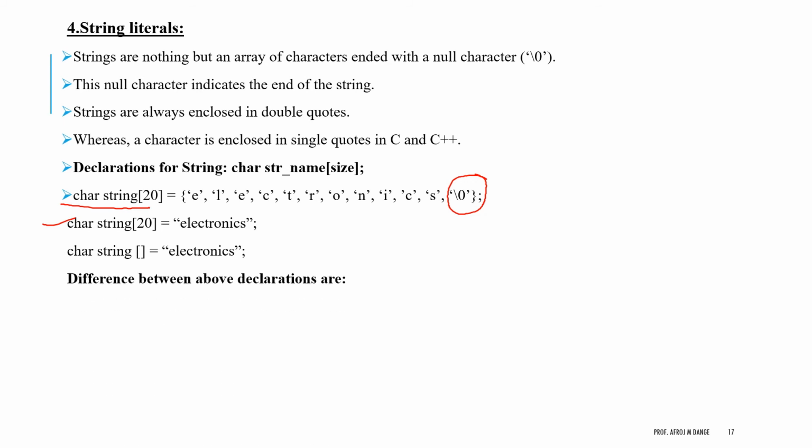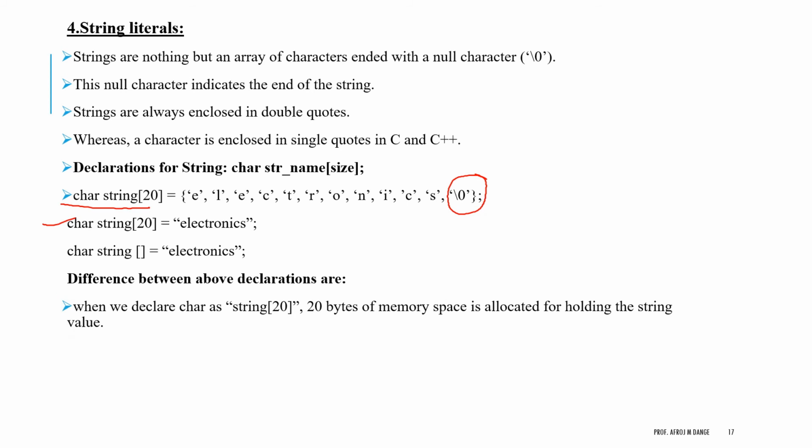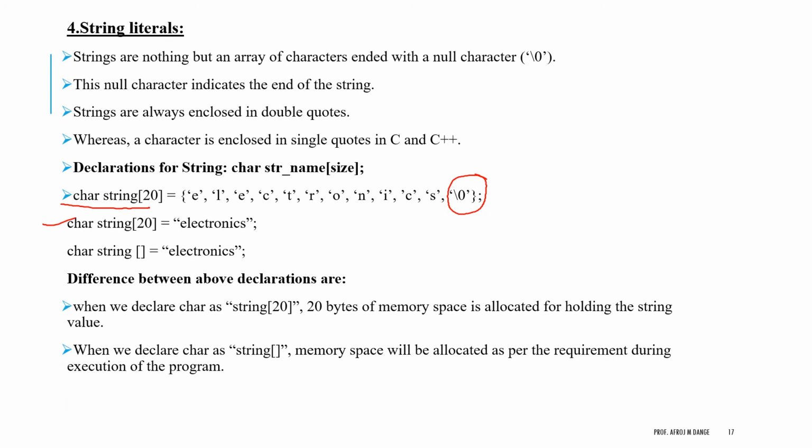The difference between the above declarations is: when we declare a character as string square bracket 20, 20 bytes of memory space are allocated for holding the string value. When we declare a character as string square bracket, memory space will be allocated as per the requirement during execution of the program. Let's talk about the operators.